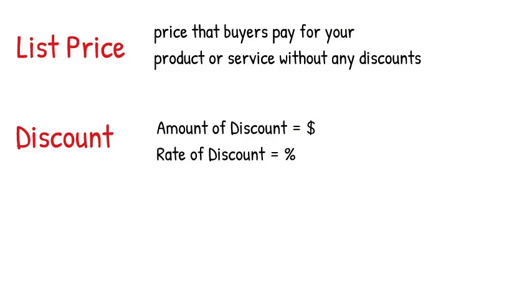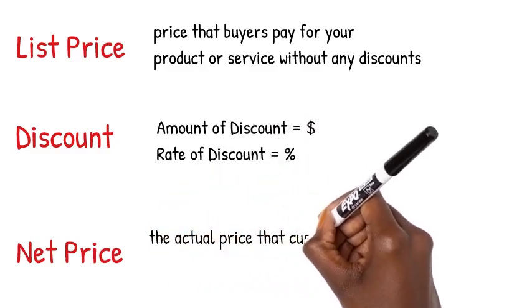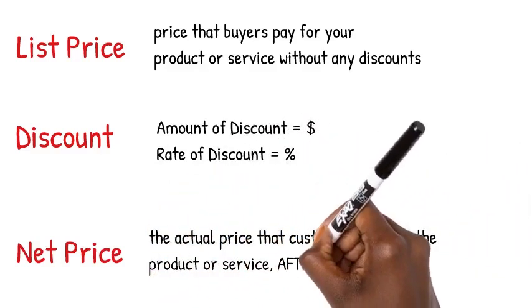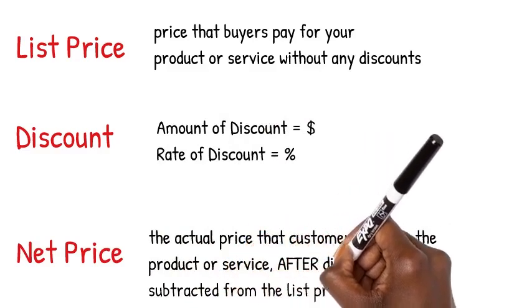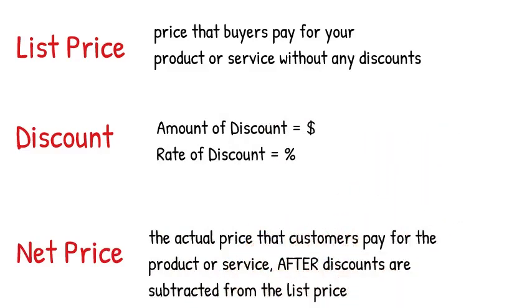They may also refer to the net price of an item. The net price of a product or service is the actual price that customers pay for the product or service after any discounts are subtracted from the list price. Just like in our pay statement video, net is what you actually pay for an item, just like net income is what you actually take home.